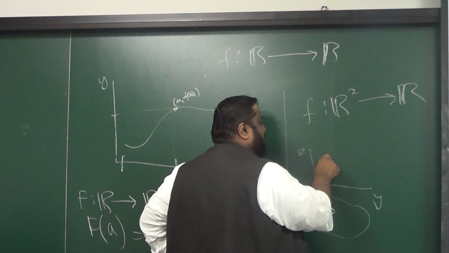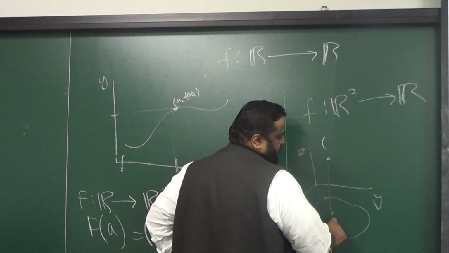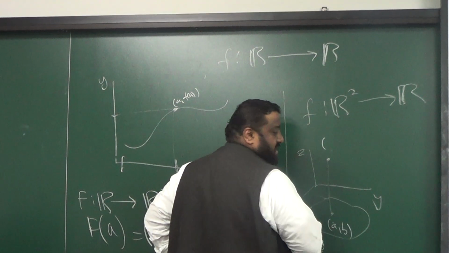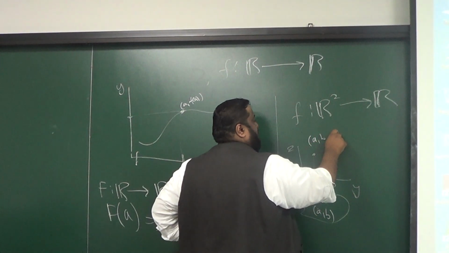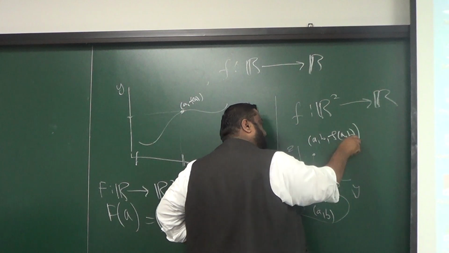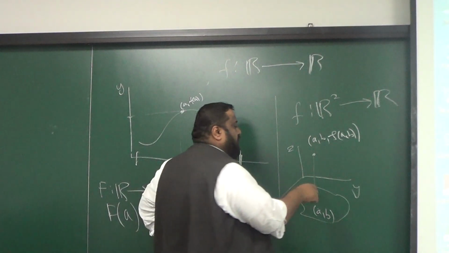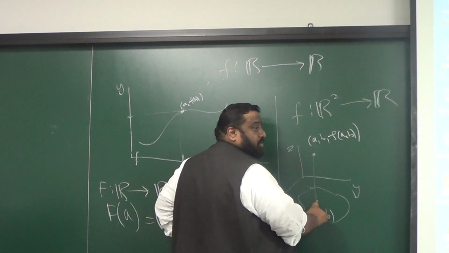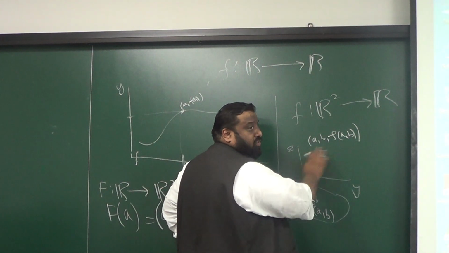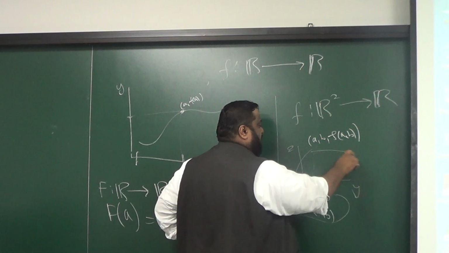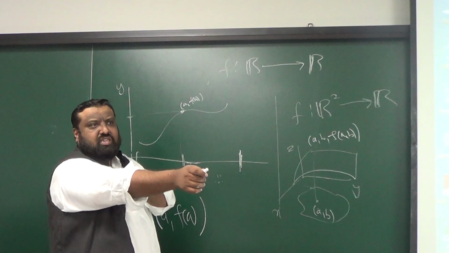And what would be the coordinates of this? For example, if this is (a, b), the coordinates are going to be a, b, and f of (a, b), an ordered pair, where f of (a, b) is the height. If I take all these points, assign heights to them, and combine all of those points, I'm going to get what you call a surface, roughly a surface.